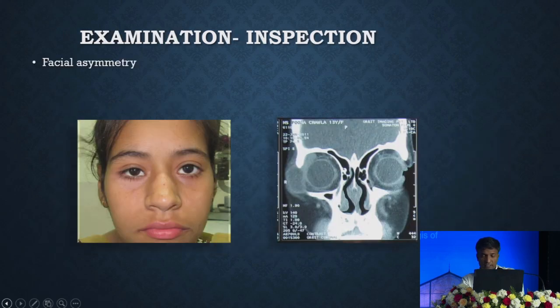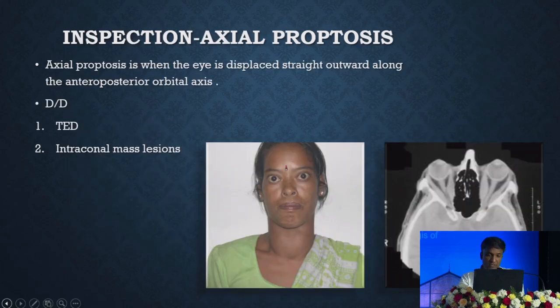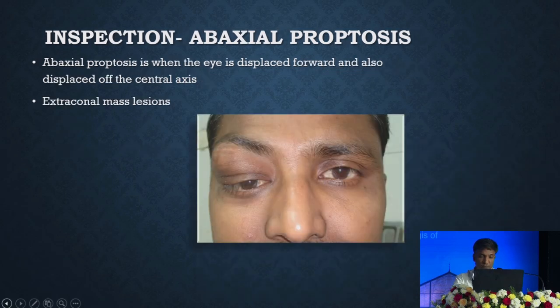So coming to the examination part, in the examination, look for any facial asymmetry, especially on the side of a proptosis. Similarly, look at what type of proptosis he or she has, like whether it is axial proptosis. Axial proptosis is when the eyeball moves forward along the visual axis, along the central axis. The examples are thyroid eye disease, any mass which arises within the cone, any intraconal lesion can give rise to axial proptosis. Abaxial proptosis is from anything outside the cone, especially the lacrimal gland tumor, or it could be from the sinuses, anything which causes the proptosis.